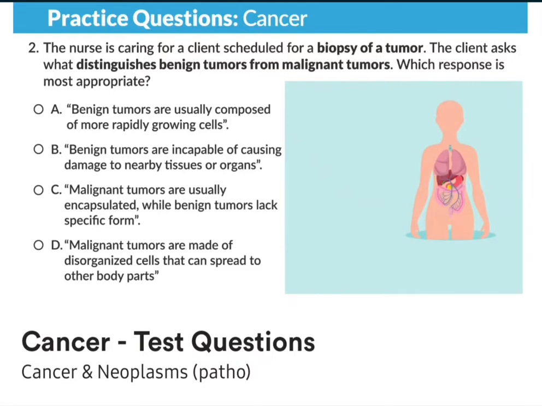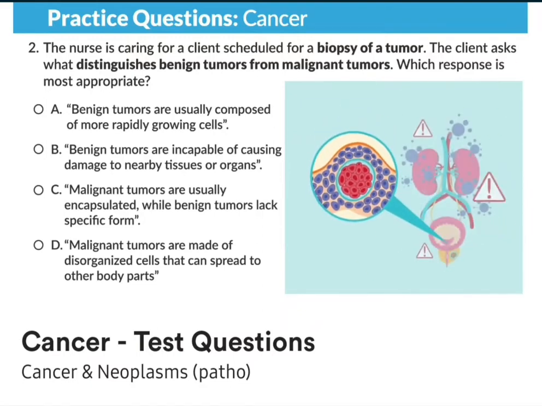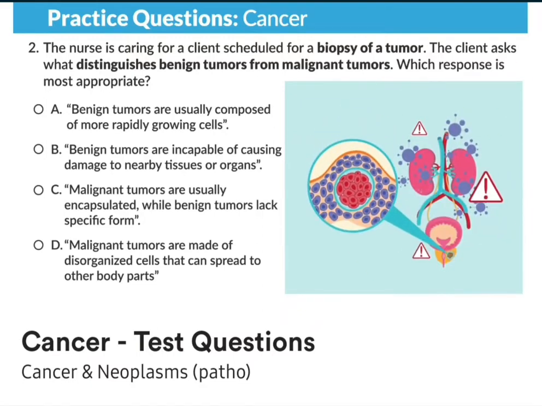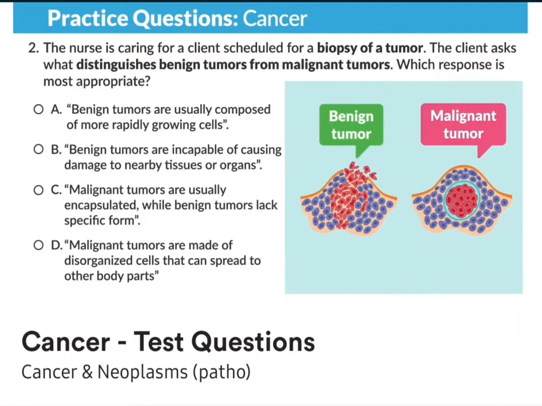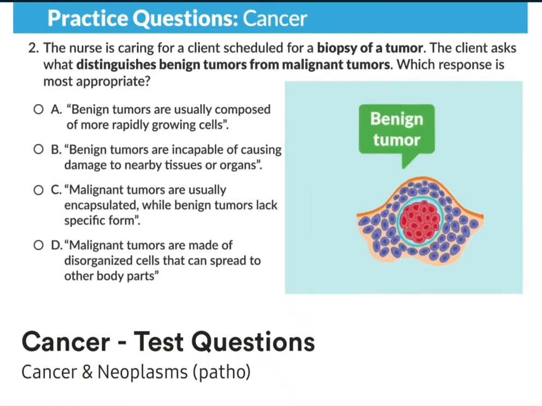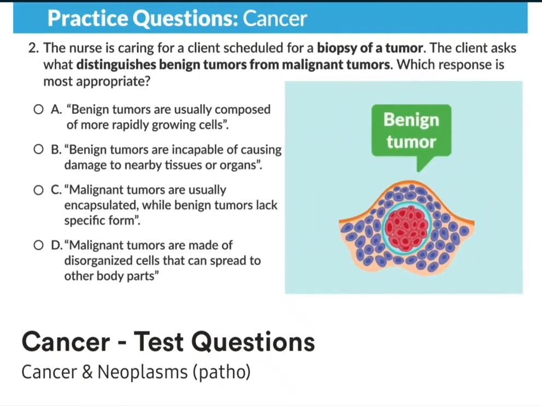Now option B, benign tumors are incapable of causing damage to nearby tissues or organs. This is incorrect. Benign tumors can actually cause damage to nearby organs like in BPH, in the prostate. So BPH is benign prostatic hyperplasia. And option C, malignant tumors are usually encapsulated, while benign tumors lack a specific form. No, this is completely opposite. Benign tumors are the encapsulated ones since they are to be nice for benign.